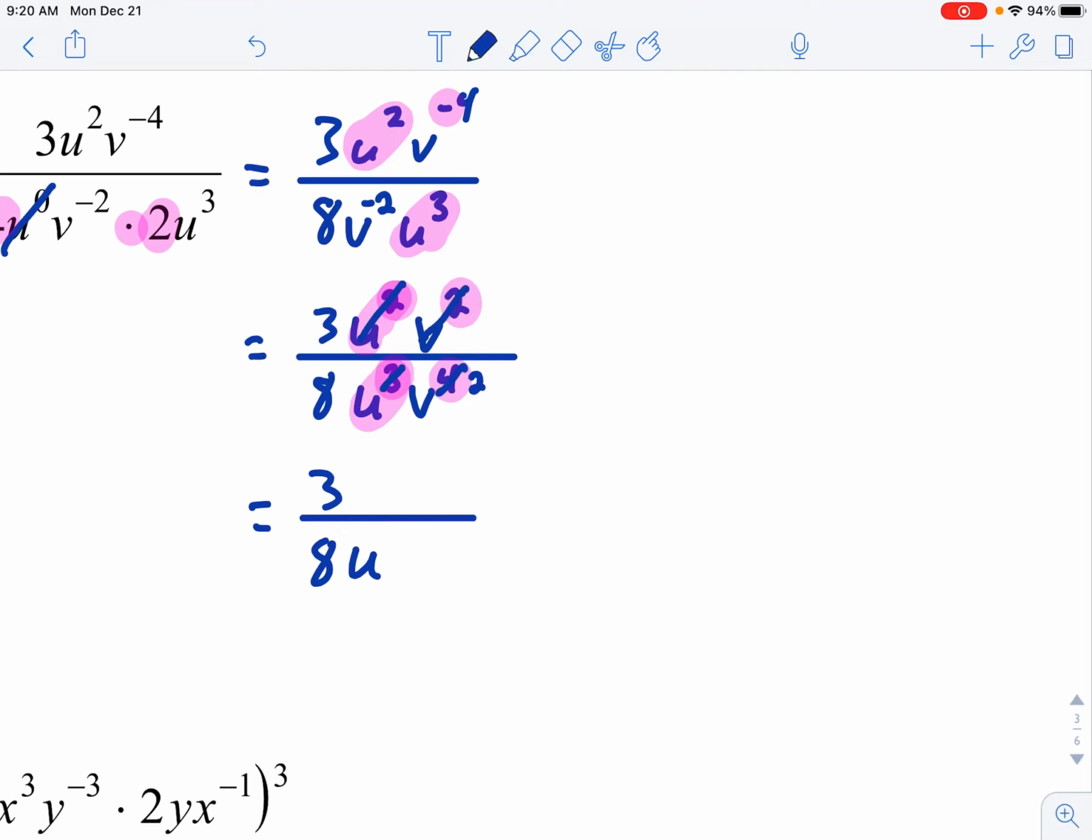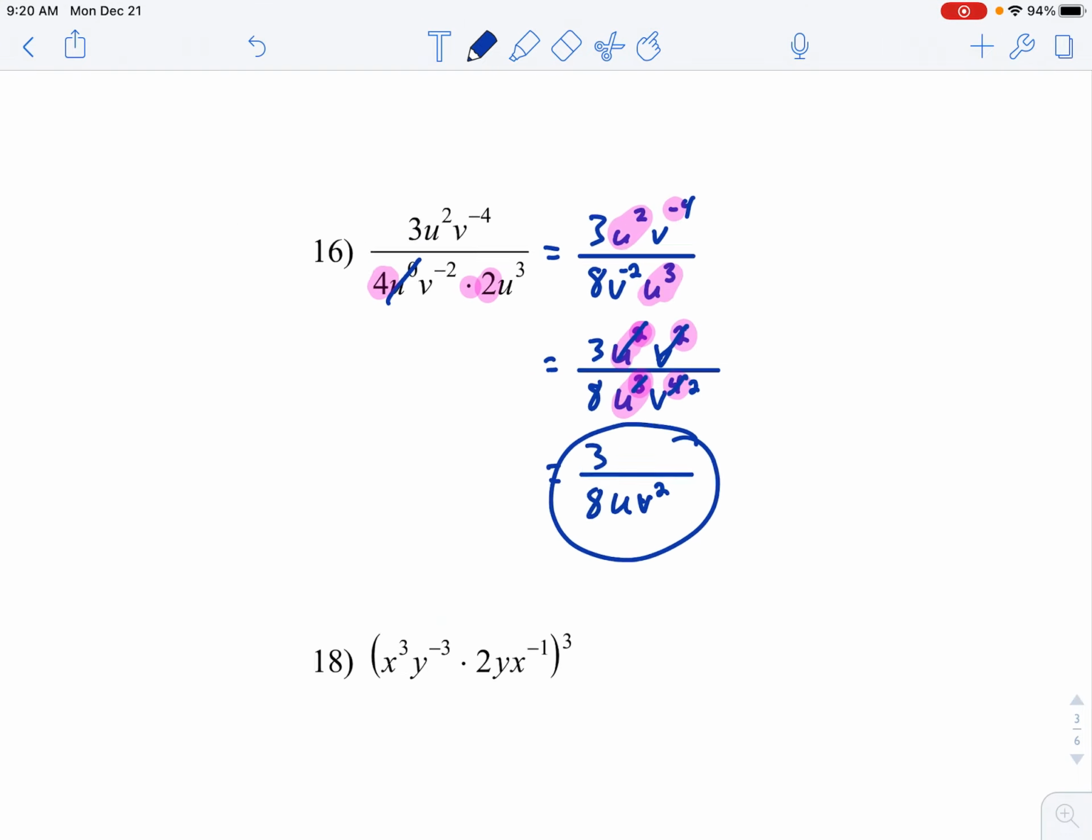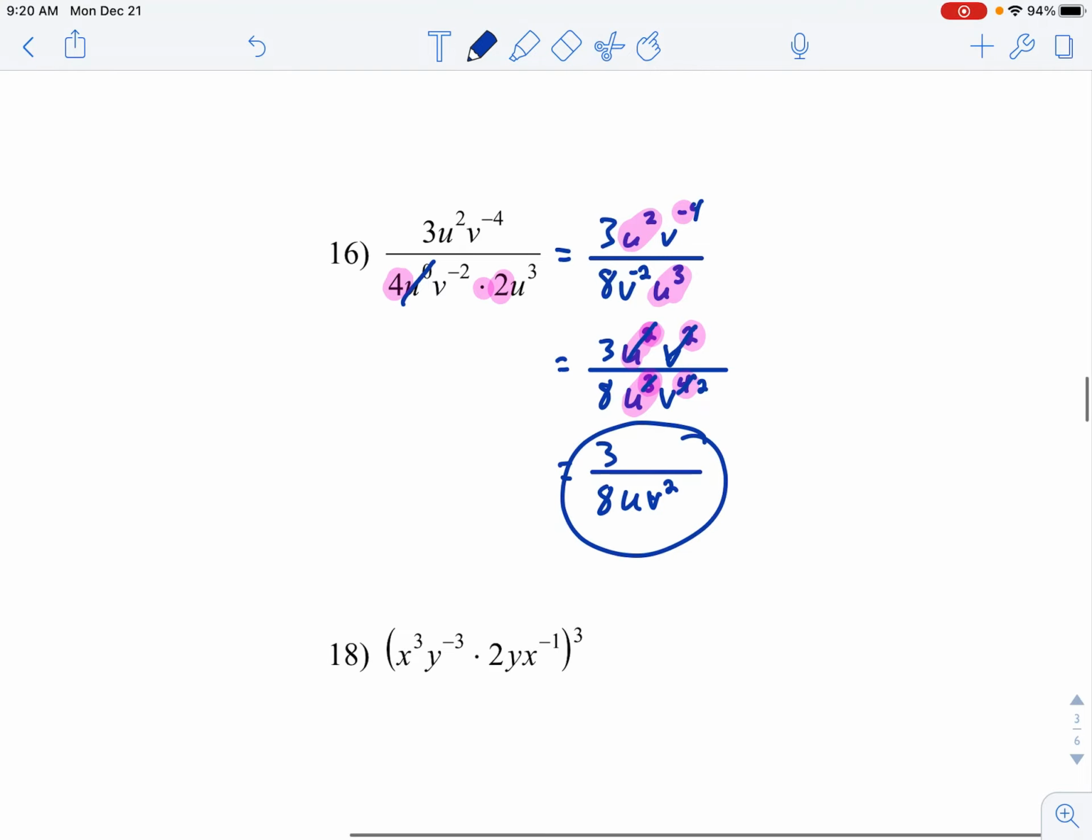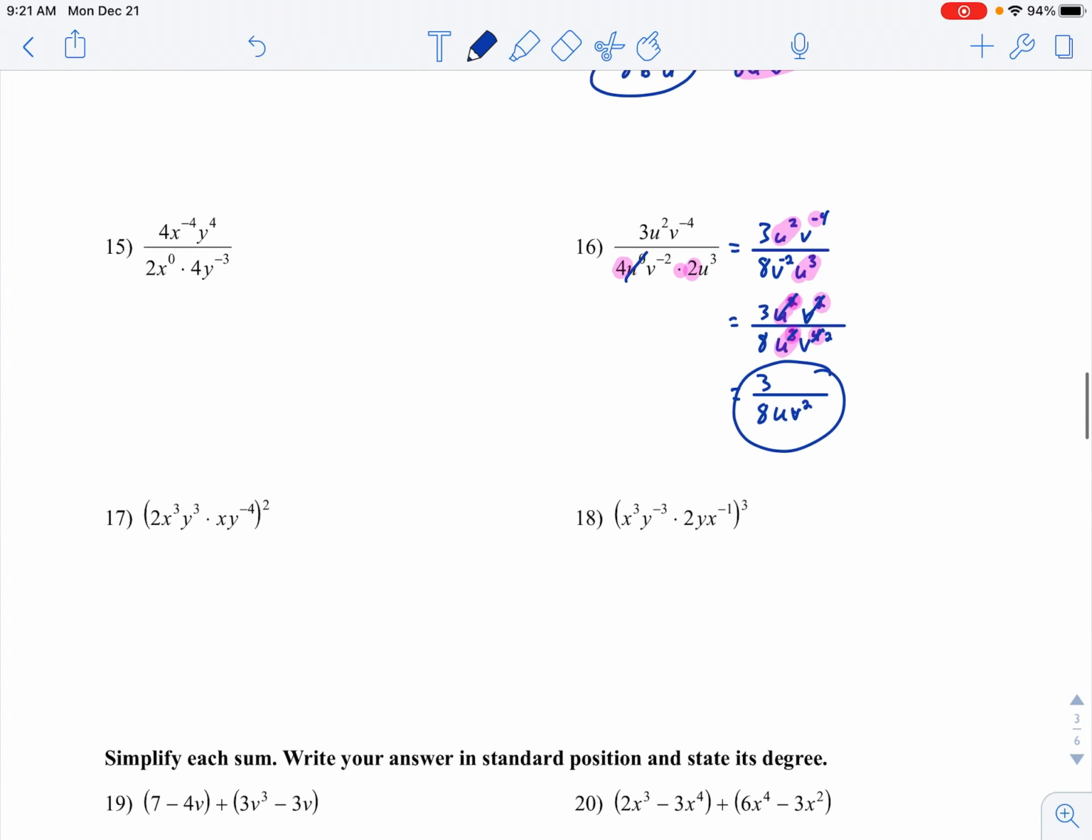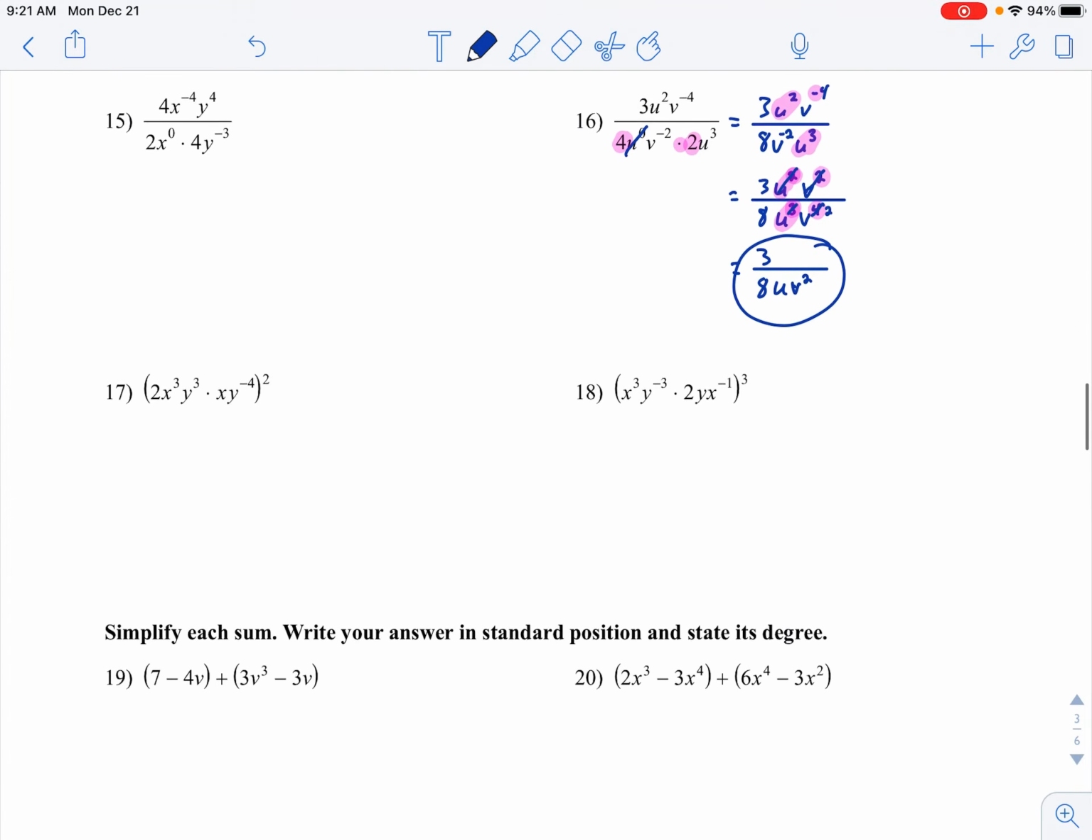4 minus 2 is 2, so you have v to the second on the bottom. And that should be the answer, 3 over 8u v to the second. Check number 16, and there it is. Good.